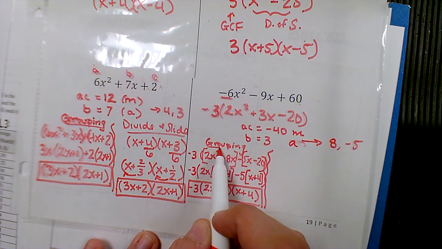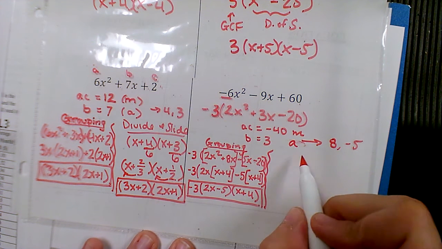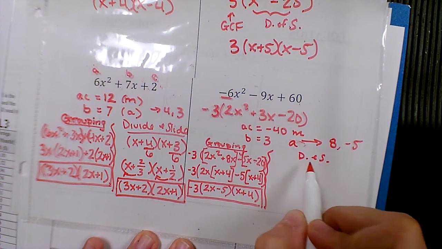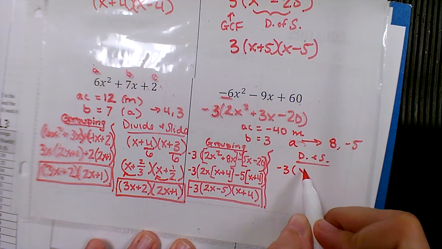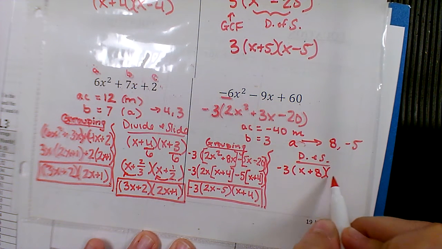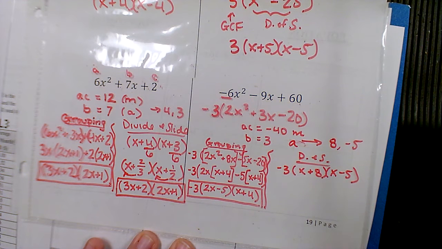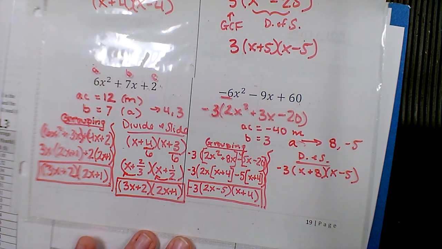All right, there's grouping. Let's go ahead and try the divide and slide. Okay, so again, we're not going to lose that -3. That's still out front. I'm going to write two factors. One of them is an x plus 8, and the other one's an x minus 5. Okay, that 8 and -5 that Evan found for us earlier.